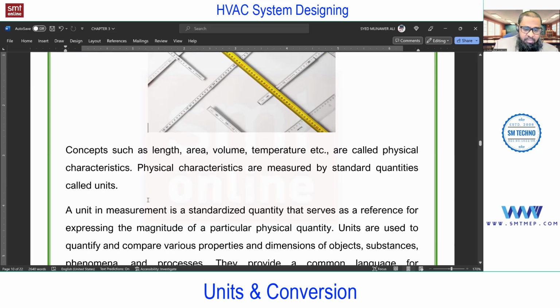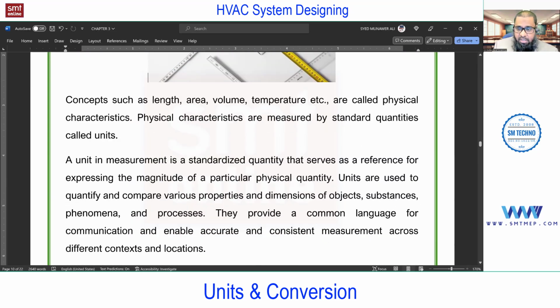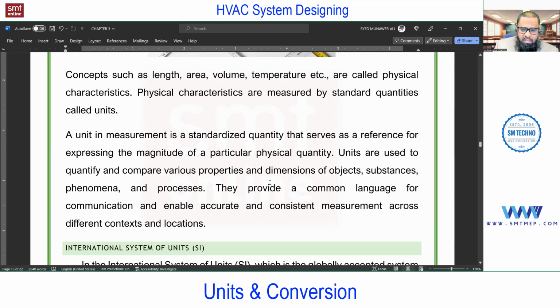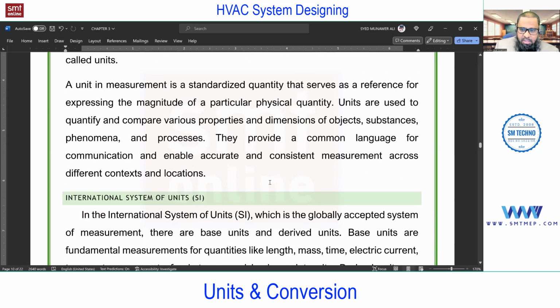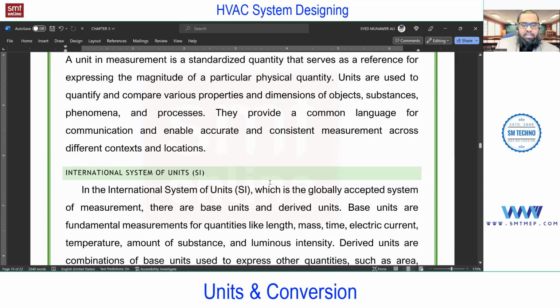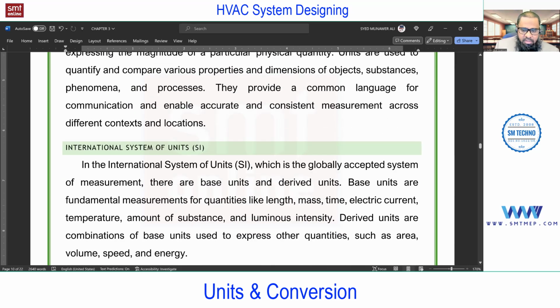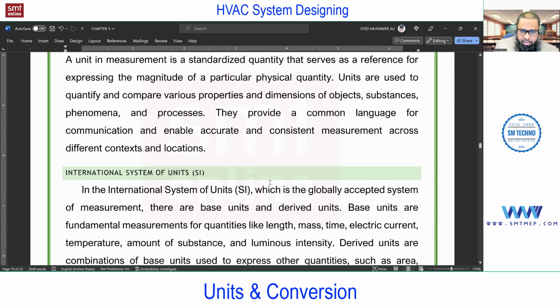So you see, a unit is a measurement, a standard quantity that serves as a reference for expressing the magnitude. Magnitude means the number for a particular physical quantity. I've given a lot of theory; you can go through it once after the session. I'll just focus on the concept, the main points. This time I've given some more additional theory for the units because this is important. So I think you got the idea of what a unit is and the importance of the units.